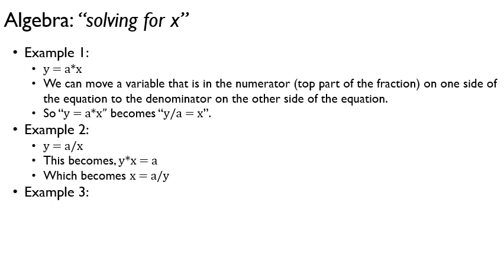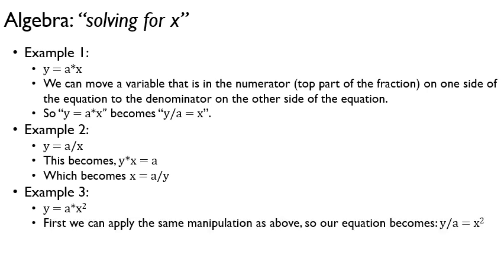So let's do one more example. This one's slightly more complicated. We want to solve for x. We have an equation that y is equal to a times x squared. Okay, so first we're going to apply the same manipulation that we did. So we need to divide a over to the other side. So we now have y over a is equal to x squared.